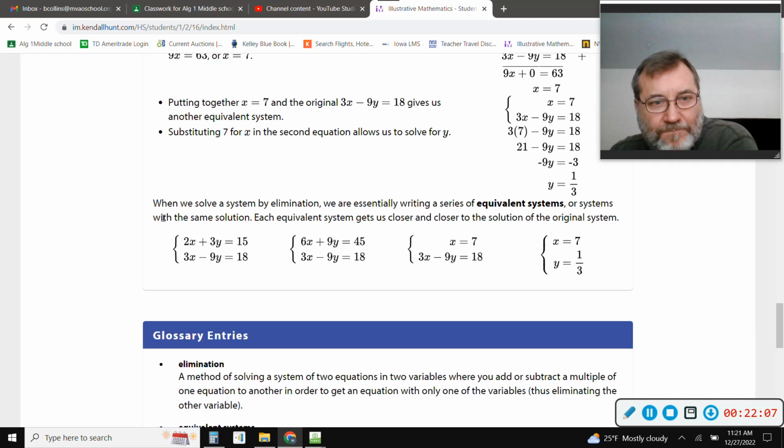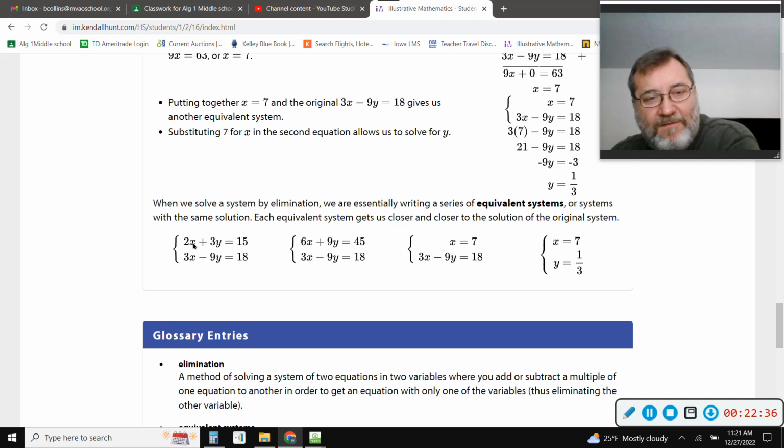Okay. When we solve equations by elimination, we're essentially writing a series of equivalent systems, or systems with the same solution. Each equivalent system gets closer and closer to the solution of the original system. So if you look at this one, and then this one, and then this one, they're pretty much all equivalent statements, because x and y of 7, 1/3 will work for every single one of these.